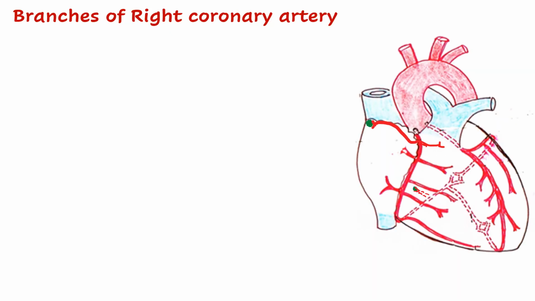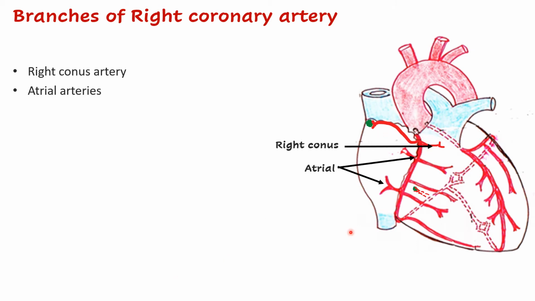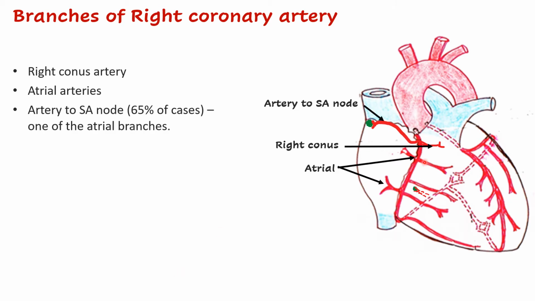Let us look at the branches of right coronary artery. So here one branch is given to the pulmonary trunk on the anterior aspect of pulmonary trunk. This is the pulmonary trunk with its left pulmonary artery and the right pulmonary artery branches. So first artery you can see here, the right conal branch. Then it will give many atrial branches on the anterior aspect as well as on the posterior surface. And one of the atrial branches is going to supply the SA node.